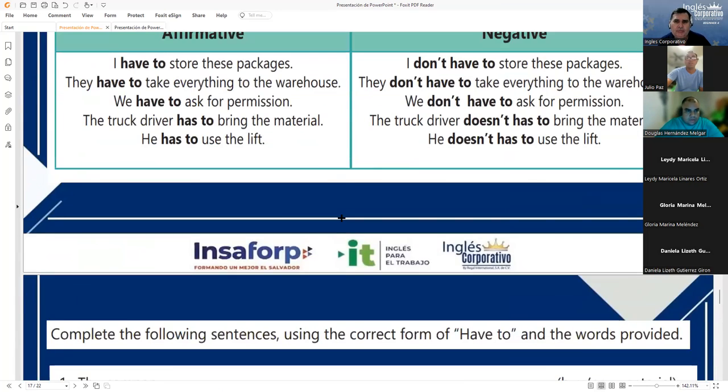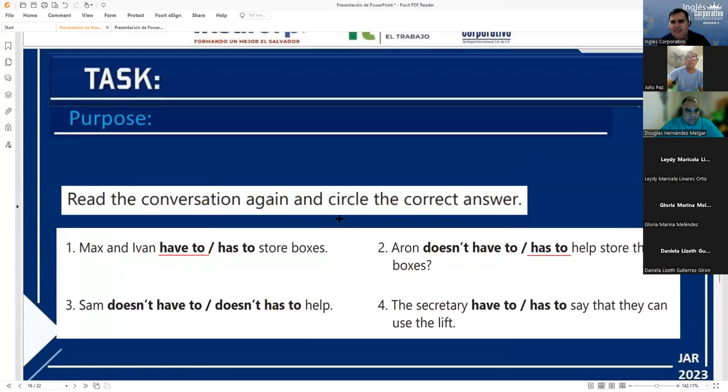He's the boss. He's not going to help. Sam doesn't have to help because he's the boss. So when it has doesn't, it's no longer has, but have. Yes, it drops the does. Doesn't have to. Exactly. All right.